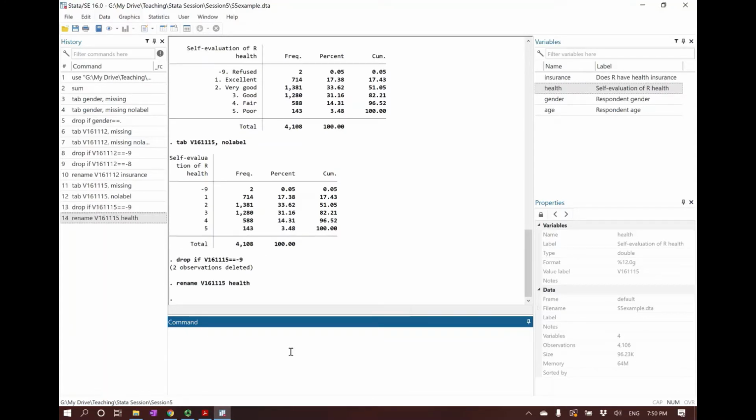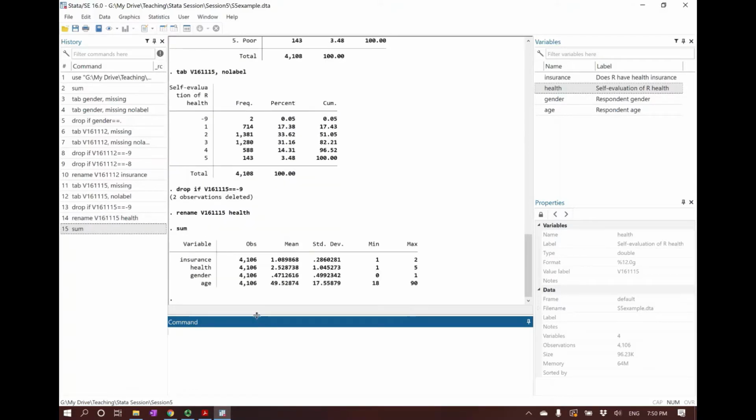Okay, so now if I sum all my variables again, I have a well-cleaned data set where I have 4,106 respondents or observations left. Insurance is from 1 to 2, so it's a binary variable. Health is from 1 to 5, gender is 0 to 1, age is from 18 to 90.